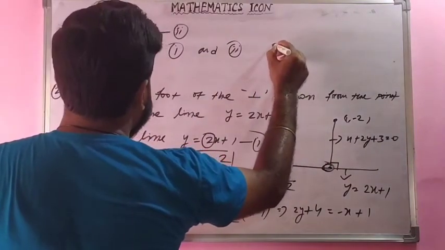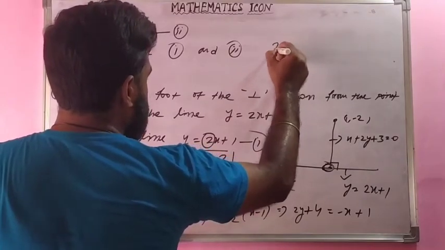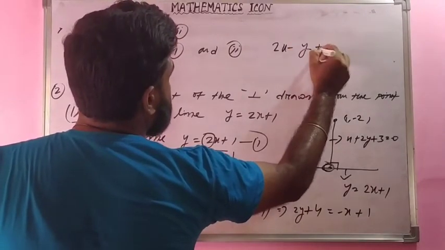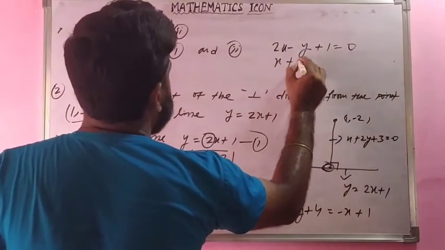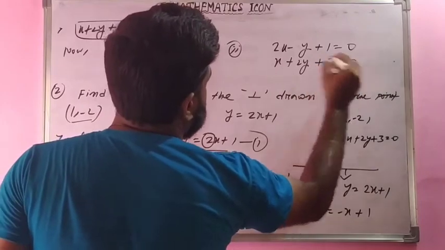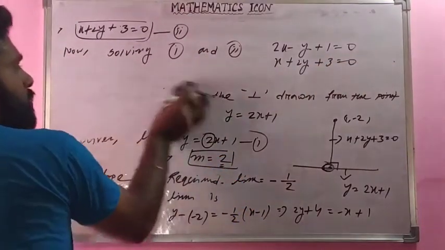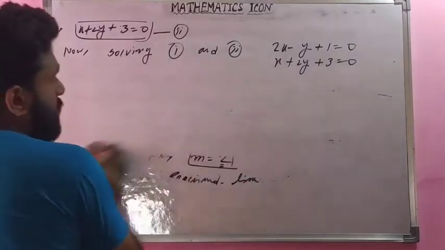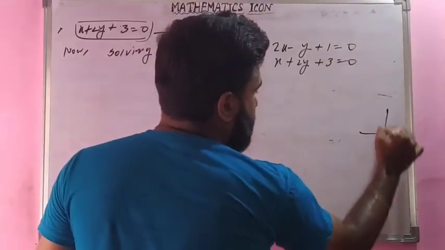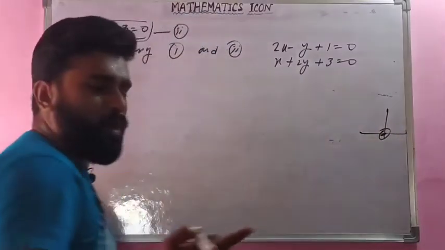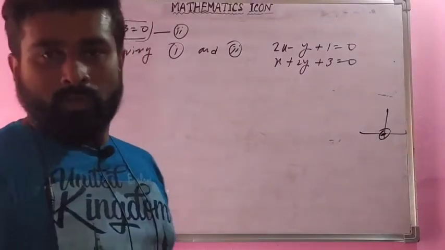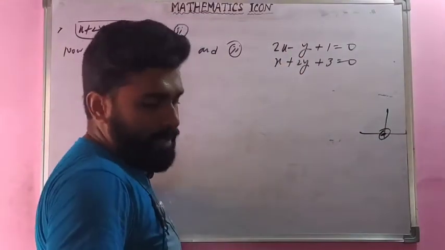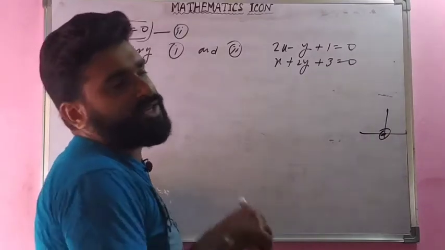it means twice x minus y plus 1 equals 0, or x plus twice y plus 3 equals 0. Now you can solve these two equations, and you will get the foot of the perpendicular. That means the intersection of this line and this line. If you solve these two equations, the intersecting point will be figured out. This intersecting point is the foot of the perpendicular. Foot means the particular point where the perpendicular touches the given line.